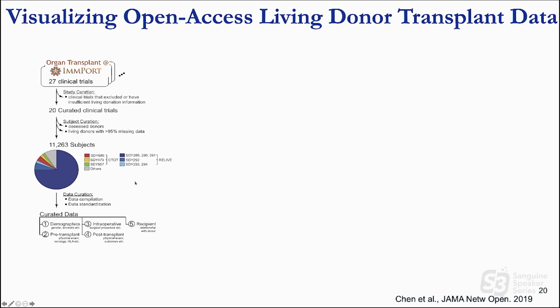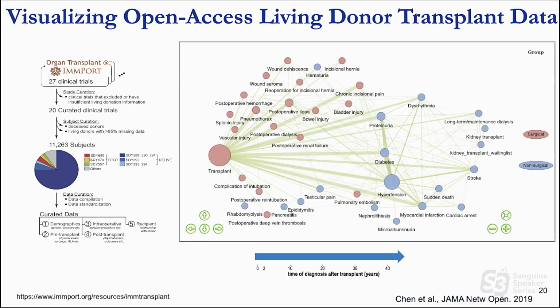were coming from different studies. We compiled the data. The data was standardized, and the data that we curated were demographics data, pre-transplant data that was available, and then intra-operative and post-transplant data, and also the relationship of these donors with the recipient. So the question was, what can you do with this data? So we then thought about how we can do a trajectory analysis.